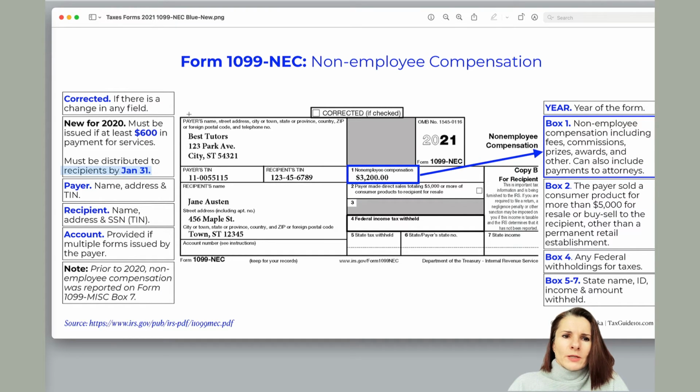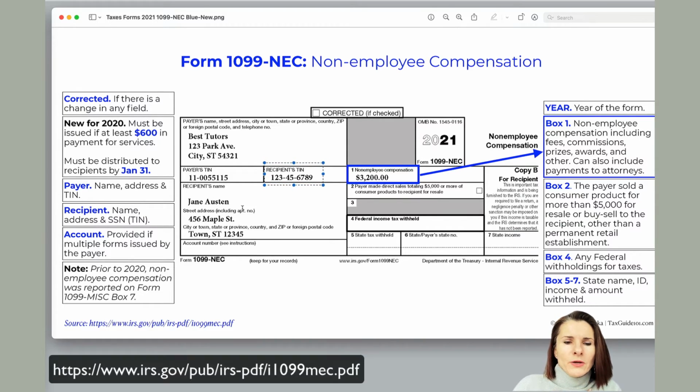On the form you have the information about the payer who paid you that income, basically that non-employee compensation. And the payer's ID information could be a social security number, because it could be a person that's actually paid you for services. And then you have your information. For our example, I use Jane here with her address.